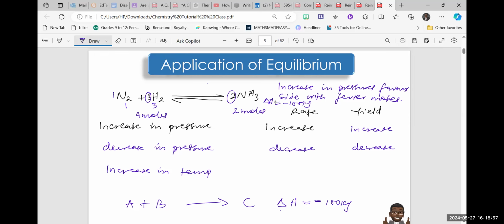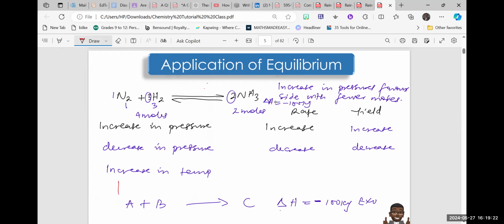I hope you can remember your enthalpy. Negative sign means exothermic, right? While positive sign means endothermic. Is that taken? So for the Haber process, this reaction is an exothermic reaction. So what does an increase in temperature do to an exothermic reaction? Anyone? Increase in temperature, what does it do to an exothermic reaction?